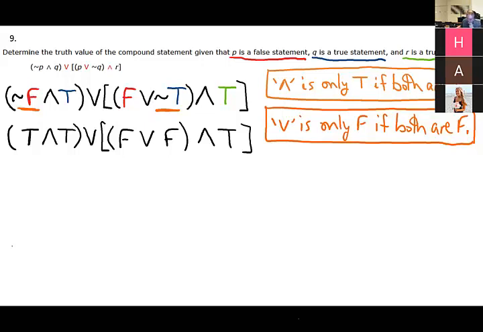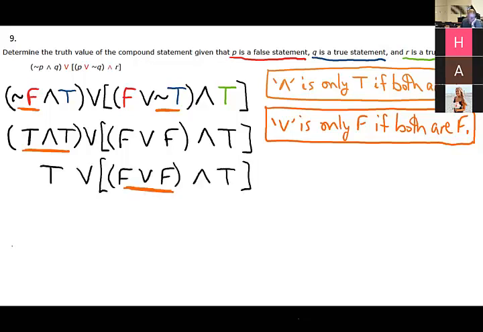In any case, now I'm ready to work inside. There are two sets of parentheses that are inside. So I'll just take the one on the left. The left one says true and true. Well, as we've discussed, an and is only true if they're both true. Well, in this case, they are both true. So it becomes a true.